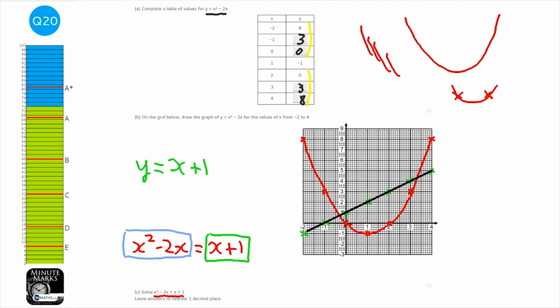Like that. Excellent. And the solutions are where this graph and this graph hit. Okay, now you can see that they hit at this point here, which looks like it's, let's have a look, x equals minus 0.3, it looks like. But they also hit just here. So let's have a look at what that is. That looks like it's x equals 3.3. And there's our two solutions.